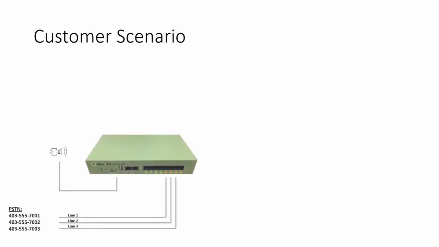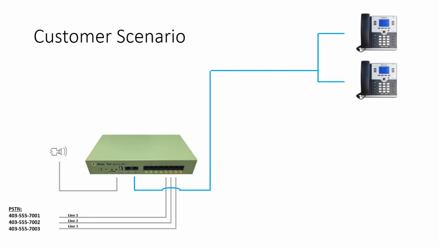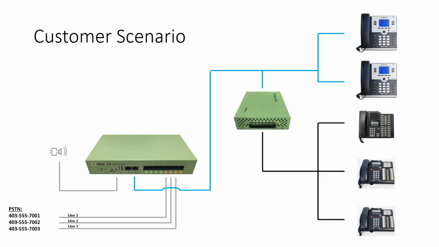Now, this customer has 5 phones. 2 of them are connected via IP, and they're 2 5006s. And then we have a DSM-16 module with 3 Norstar sets, an M7324 and 2 T7316 sets. Each of these is going to have extensions, and we've labeled them 221 through 225.